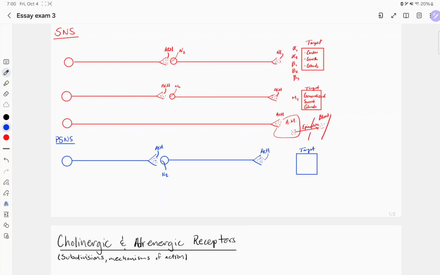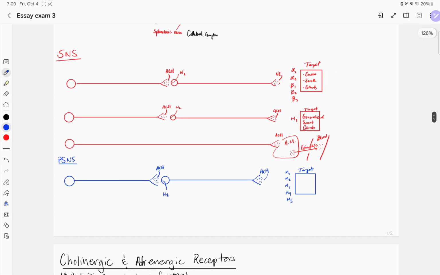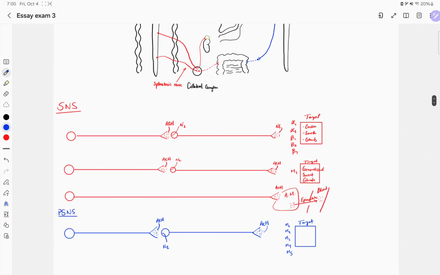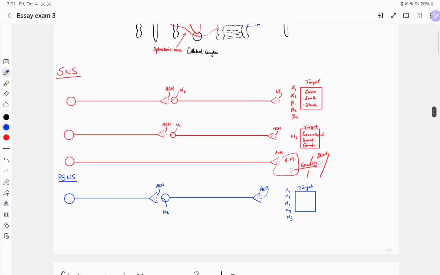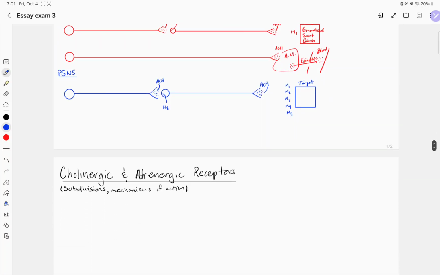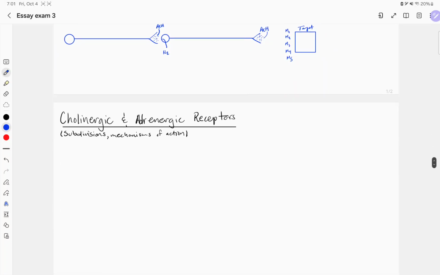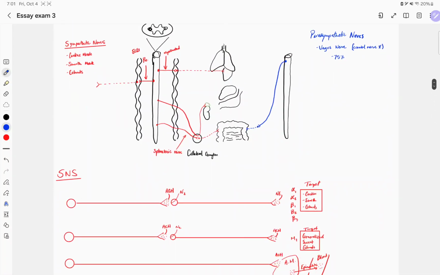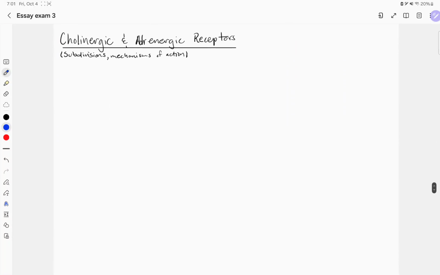Again, this pathway is associated with rest and digest, and we're going to have receptors on those target effectors. That could be muscarinic 1, 2, 3, 4, or 5. So those are some pathways of neurons in both the sympathetic nervous system and the parasympathetic nervous system. Now, why is that important? Well, that will take us into looking at different types of receptors. So just keep in mind what we've gone over here as we talk about these different types of receptors.